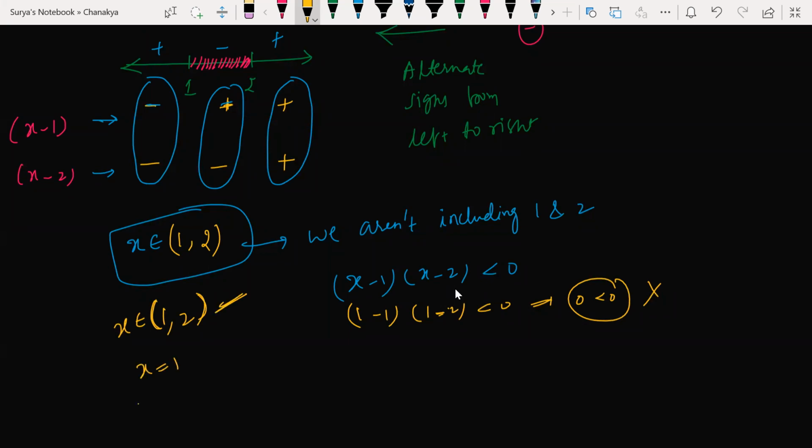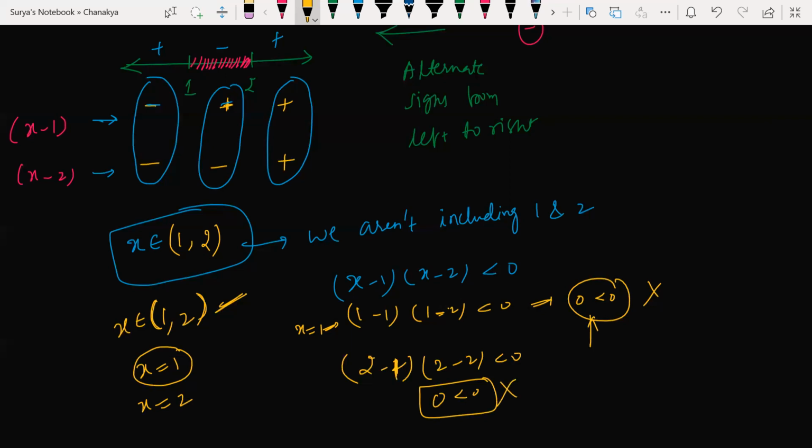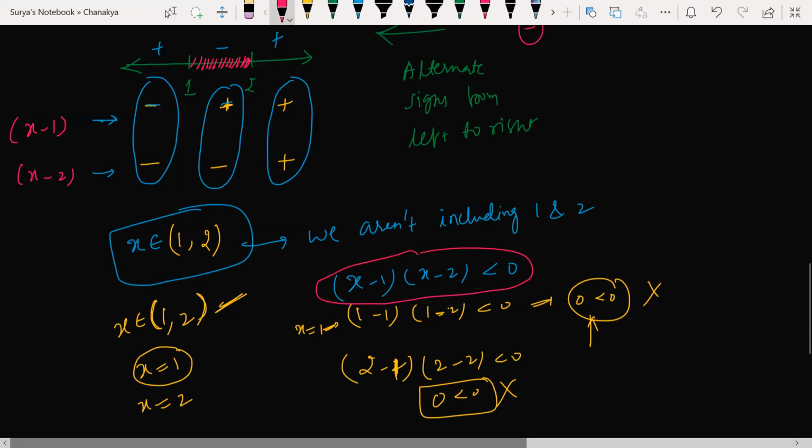In case I include 1 and 2, what happens? If I substitute 1, I get 0 less than 0. It is not possible. How can 0 be less than 0? Even if I substitute 2, 2 minus 1 into 2 minus 2 is 0 into something, which is 0, and 0 less than 0 is not valid. So if I substitute 1 and 2, the expression becomes invalid.